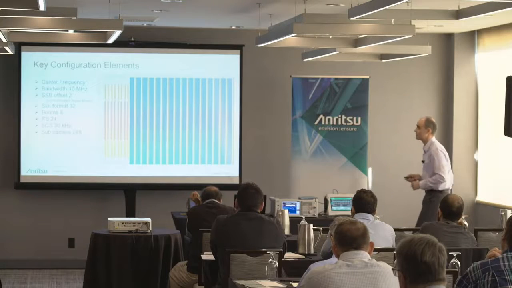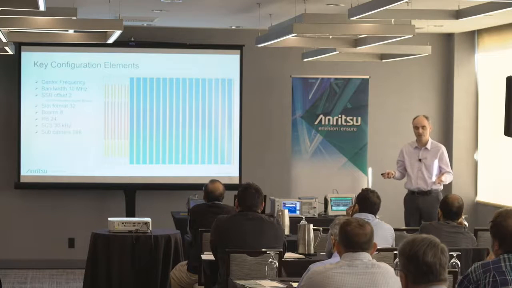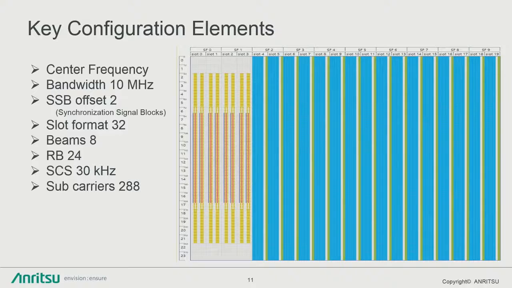Okay. So what are some of the key configurations? Those of you who have worked in 4G know you need a center frequency for uplink and a center frequency for downlink. Well, here we just have one center frequency because it's TDD. You need to know the bandwidth. You still need to know bandwidth in FDD as well, right? Am I in a 10 meg channel, 5 meg channel, and so on.